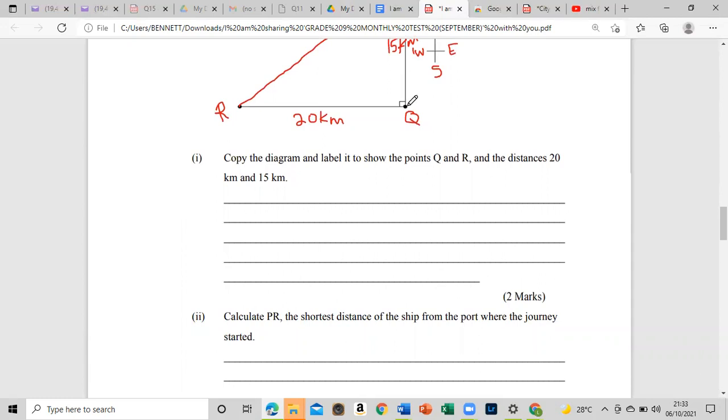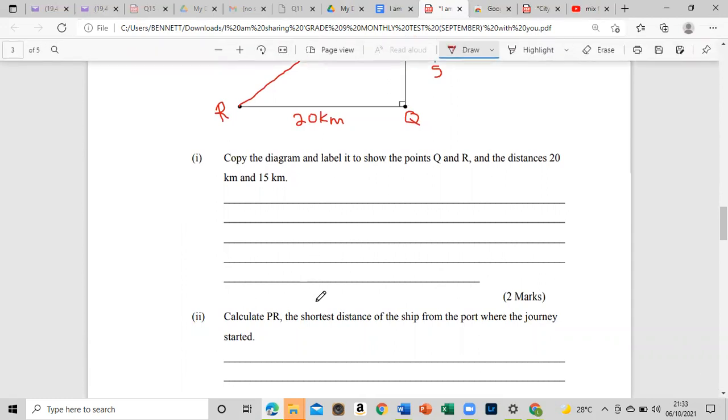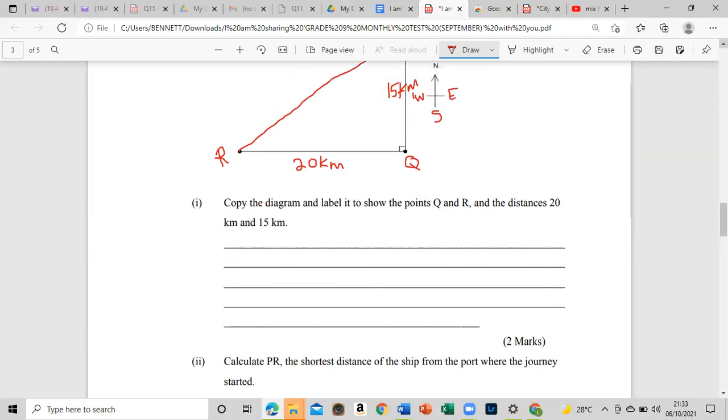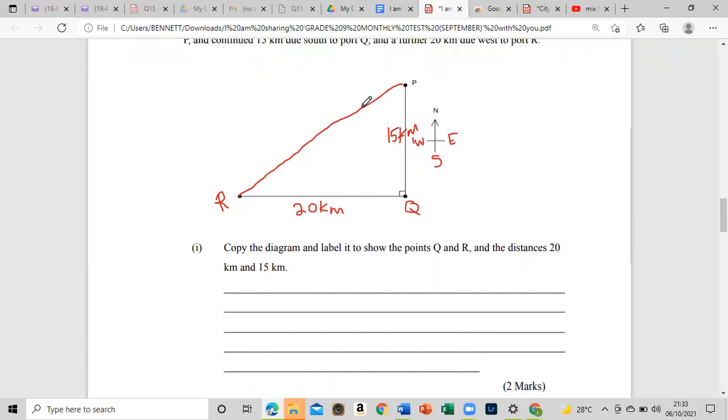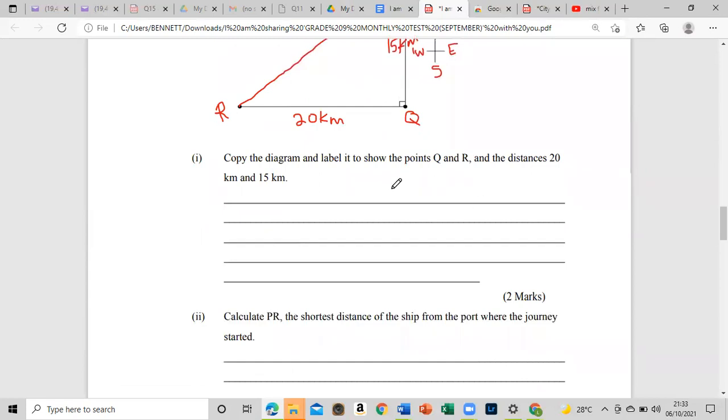So we're going to calculate from P to R, the shortest distance of the ship from the port where the journey started. So guys, if you notice, it's the same thing we did from B, right? So it would be the Pythagoras Theorem. So it's this length we're calculating. So it's 20 square plus 15 square, and we're done. All right, watch out now. Let's go.